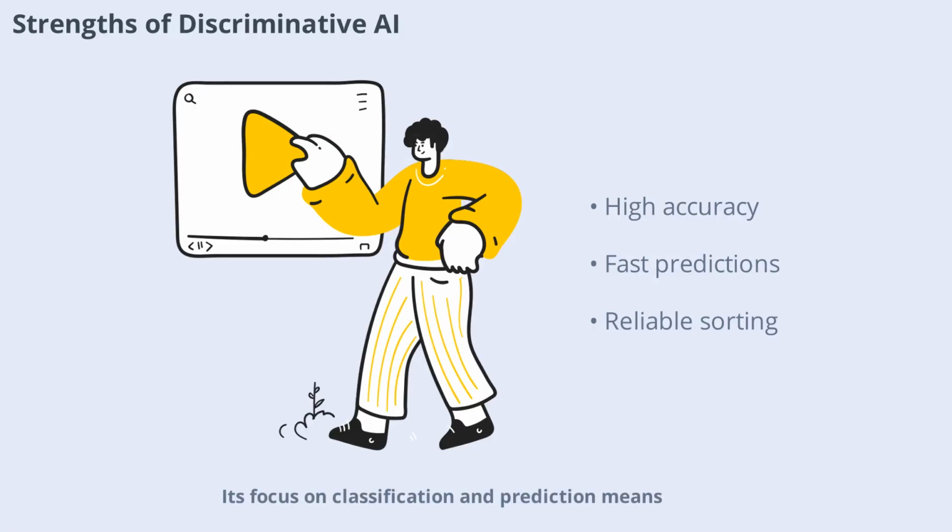Discriminative AI excels at making accurate and efficient decisions. Its focus on classification and prediction means it can quickly and reliably sort data, making it ideal for real-time applications. Whether it's detecting spam or diagnosing diseases, discriminative models are trusted for their precision.